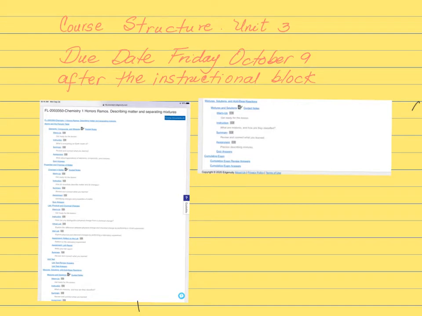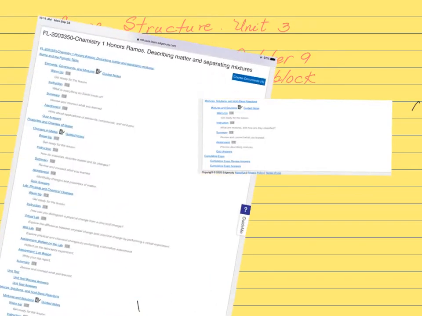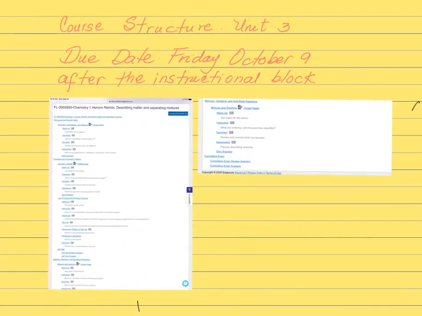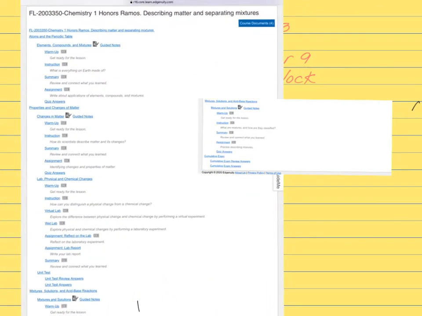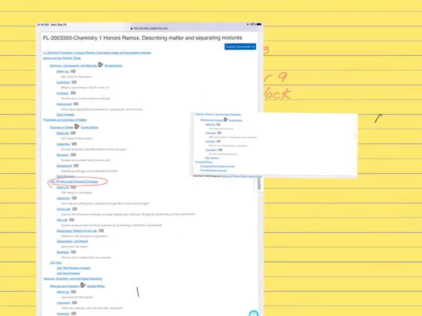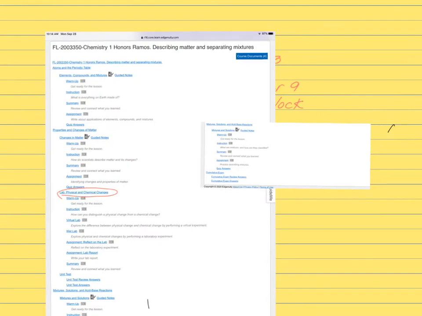Okay, so first, I'm going to discuss the course structure. We are starting over here, unit 3, and you have this week and the next week to finish that unit. If you look over here, part of this course structure is a lab about physical and chemical change.